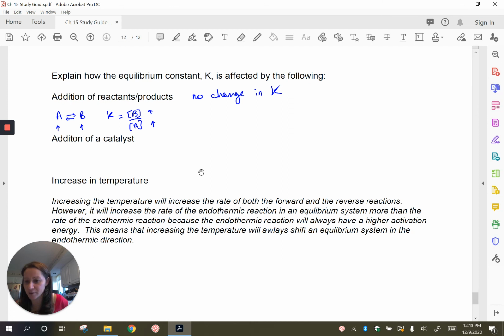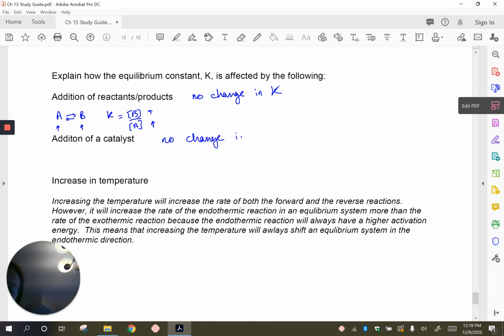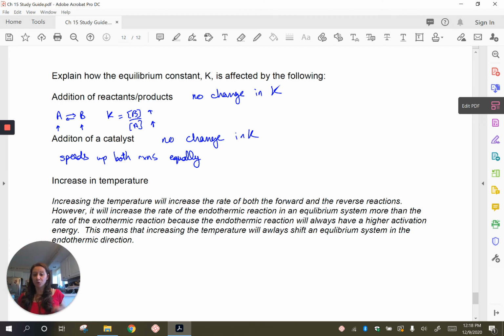Okay, what if I add a catalyst? Well, what does a catalyst do? A catalyst speeds up the reaction. So it's going to speed up the forward reaction. It's going to speed up the reverse reaction. It doesn't really change the concentrations of my substances. And so no change in K again. It speeds up both reactions equally. And so no change. Okay, what if I change my temperature? Well, then you're going to get a change in K.